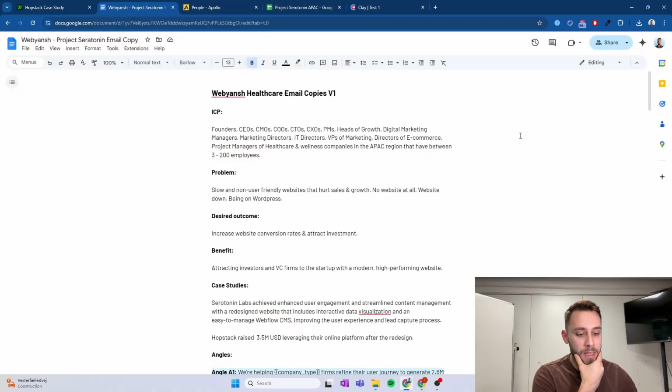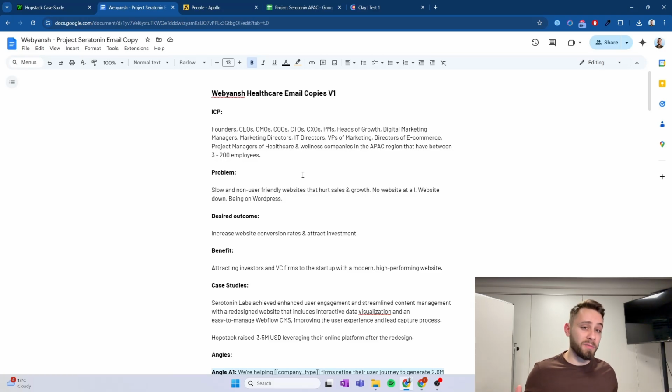When you begin ideating, first of all, I like to create a separate doc where I outline the ICP, the desired outcome, the pain points that they might be having, different email angles, so the offer angles that we're going to be testing, and also the email structures and the follow-up sequences. So in this document, you can see that this is our healthcare emails copy version 1.